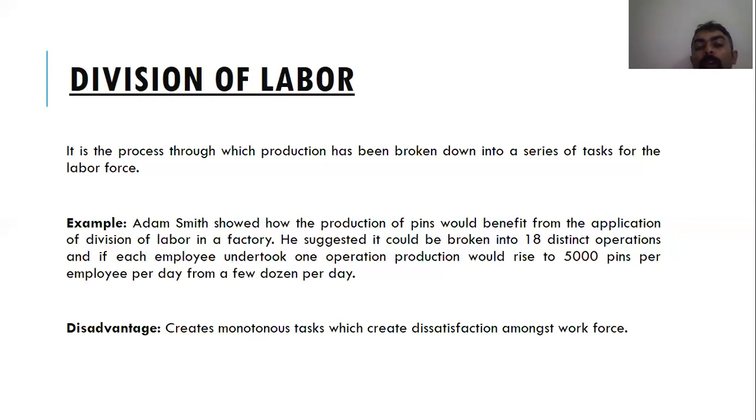So these were the two important concepts: specialization and exchange, and division of labor. Both are very important building blocks of economics, and we must understand both of these concepts very well in order to proceed further.